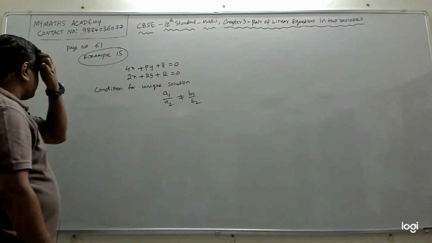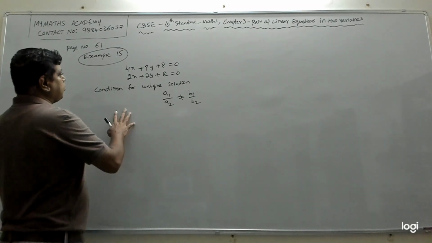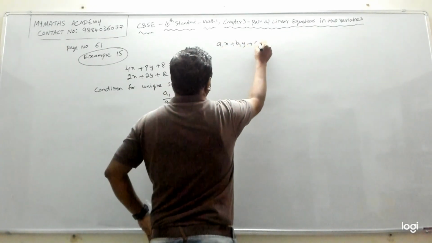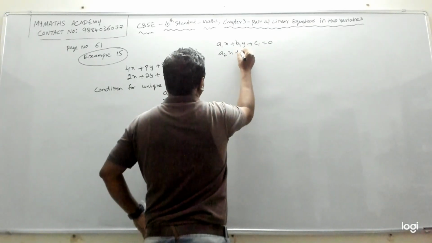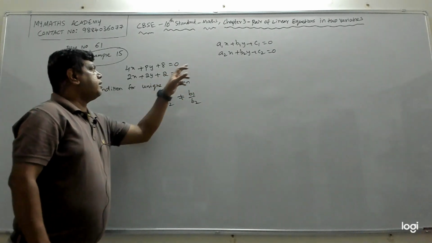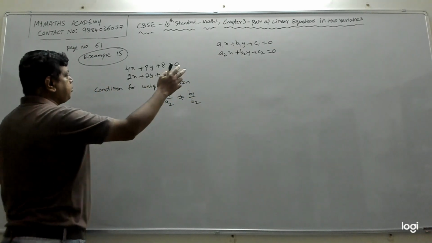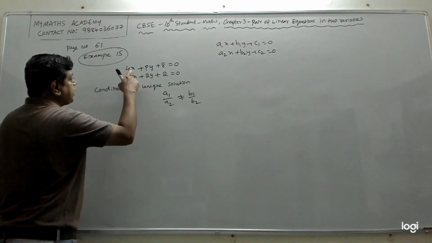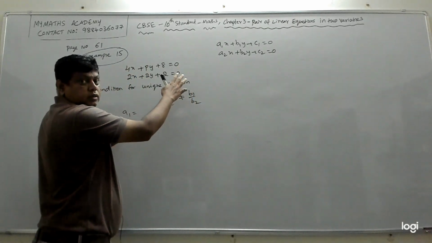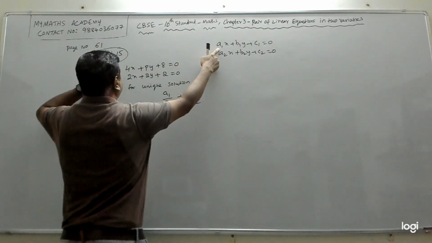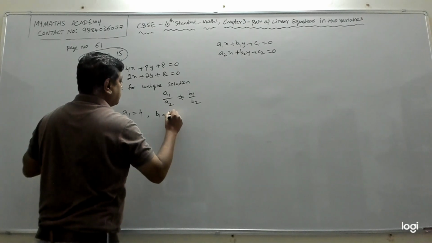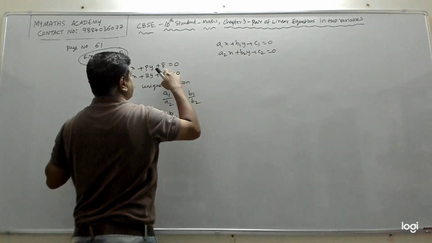Now let's find a1, a2, b1, b2. Our general form of linear equations in two variables is a1x plus b1y plus c1 equal to 0, a2x plus b2y plus c2 equal to 0. Compare these with the given equations, which have 0 on the right side. So a1 is 4, b1 is p, and c1 is 8.